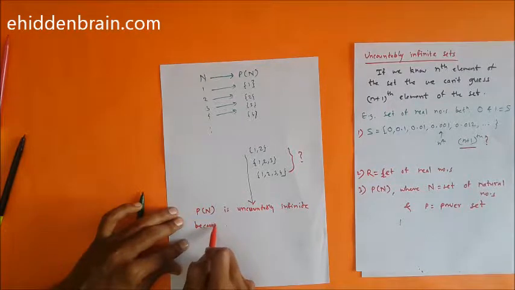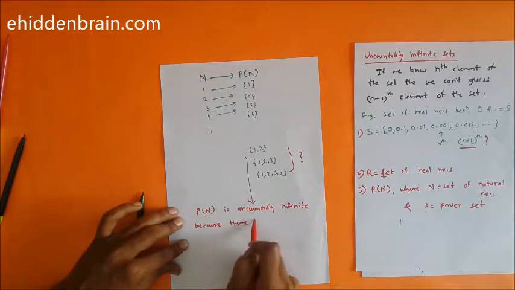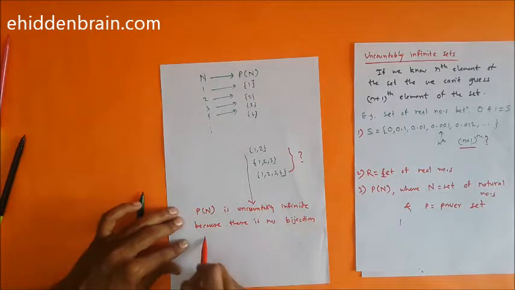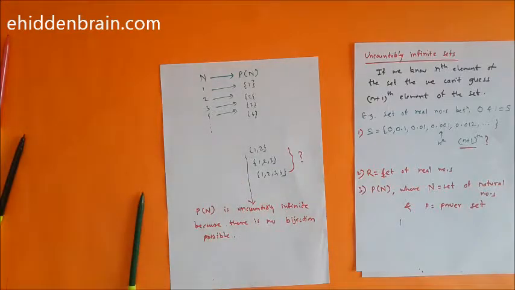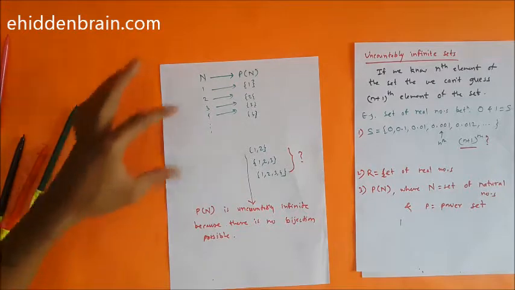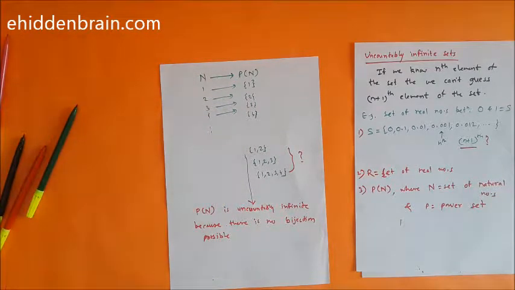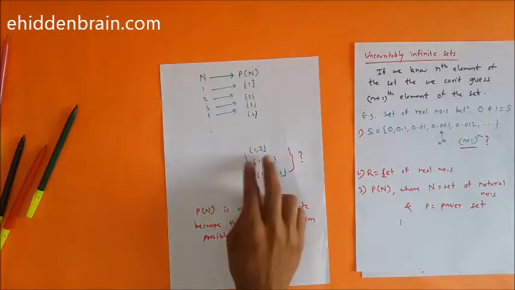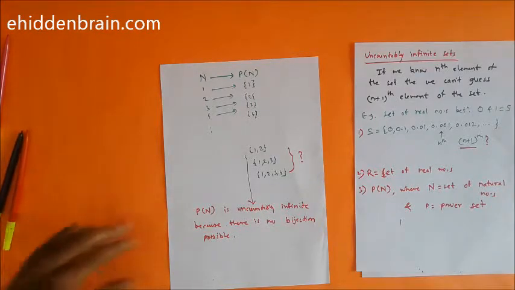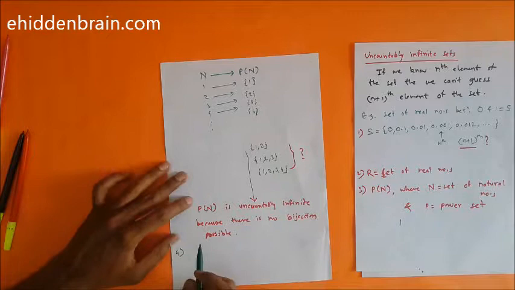because there is no bijection possible. I hope I explained why it is not possible: the singleton sets themselves form an infinite set, and then you will not have the mapping for the remaining elements, which have 2 elements, 3 elements, 4 elements, and that's why P of N itself is an uncountably infinite set.